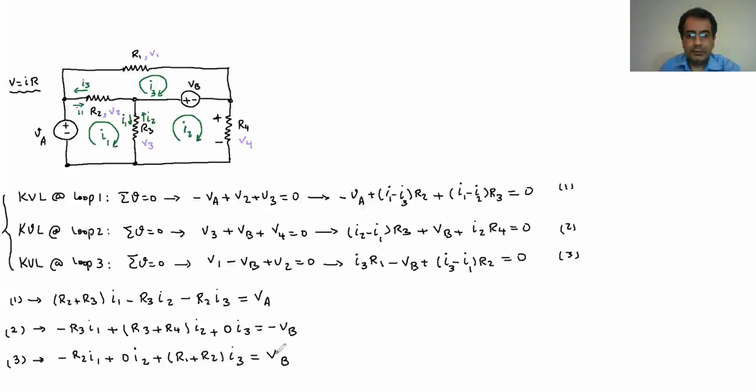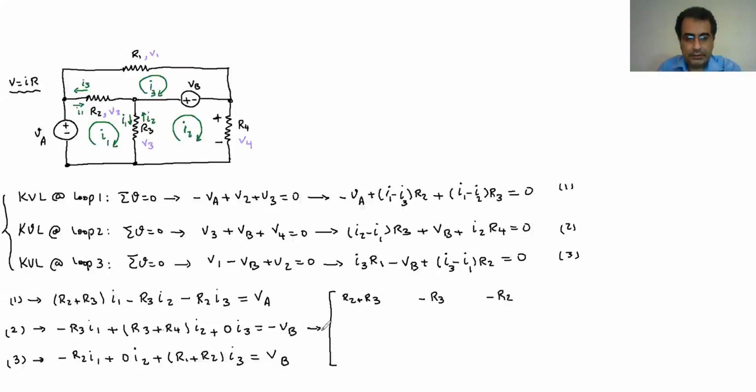So we have three equations, three unknowns. And then if I go ahead and put them in matrix format, that's what I want it to be eventually. So I'm going to have them written here, for example: R2 plus R3, then for the I2 it's going to be negative R3, then here is a negative R2.